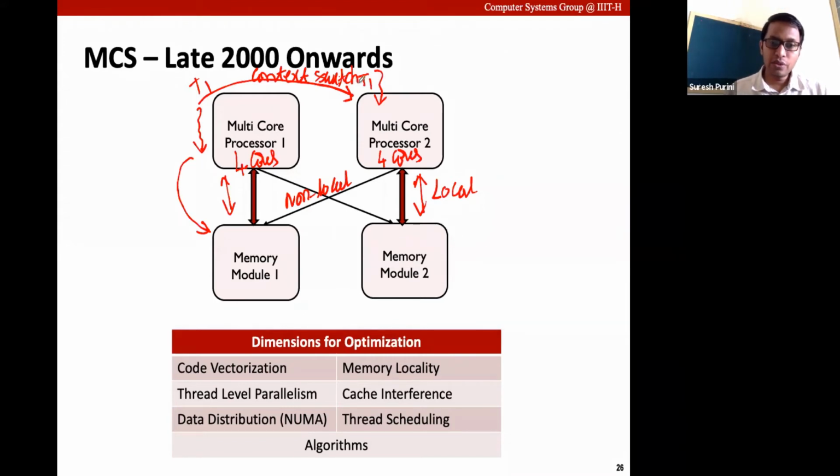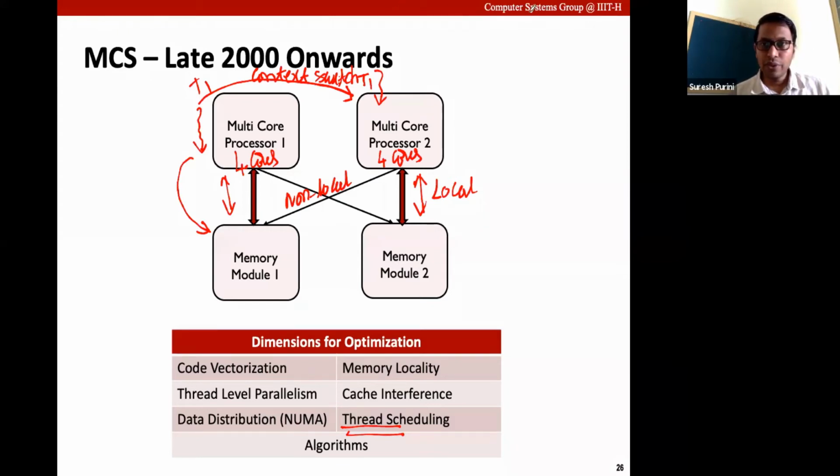So now thread scheduling becomes a problem. The operating system also comes into the picture. When you design algorithms, you have to worry about what data you want to keep locally and what data you want to keep remotely. You have to think at the algorithmic level, and the compiler also needs to understand that this thread is accessing this segment of data, so let me allocate memory for this segment of data in this memory module, and so on. So the complexity has increased again.